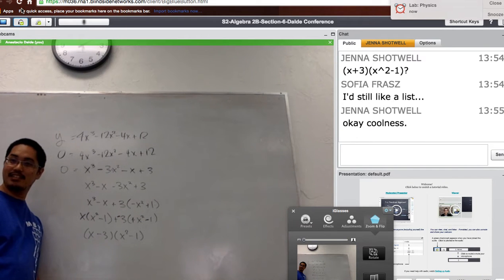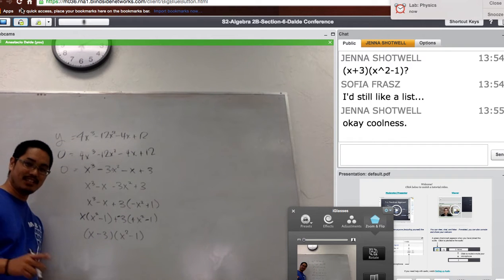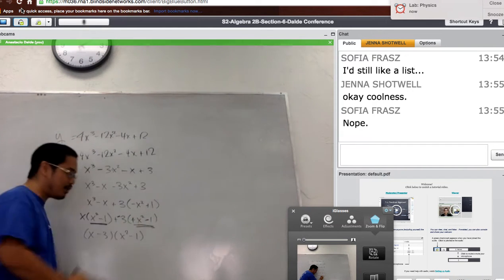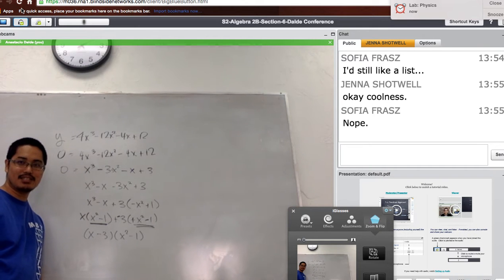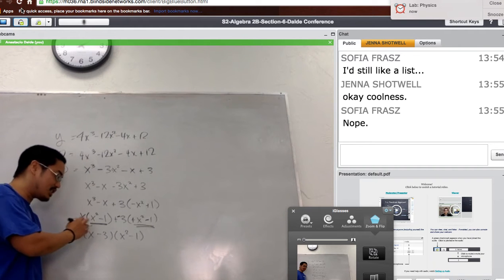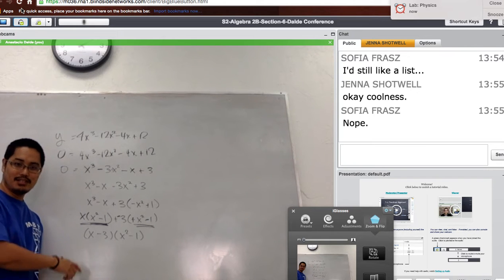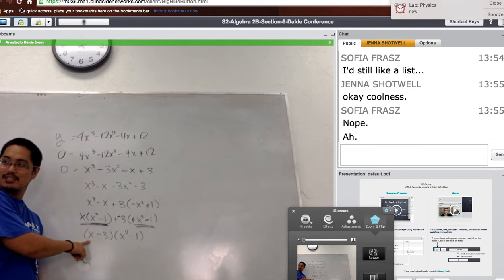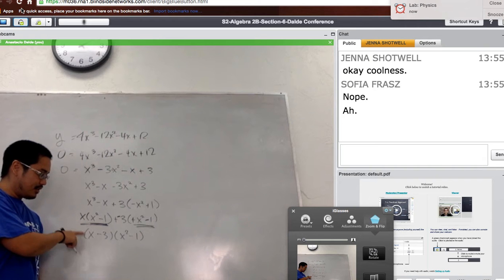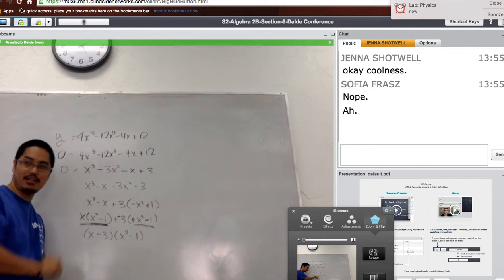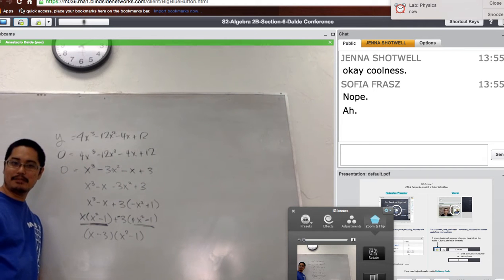Because notice, there is an x squared minus 1 in both of these things, right? So I could factor out an x squared minus 1. If I pulled an x squared minus 1 out of this entire thing, what am I left with? An x. And if I pulled an x squared minus 1 out of all of this, I'm left with a 3. Are we cool?